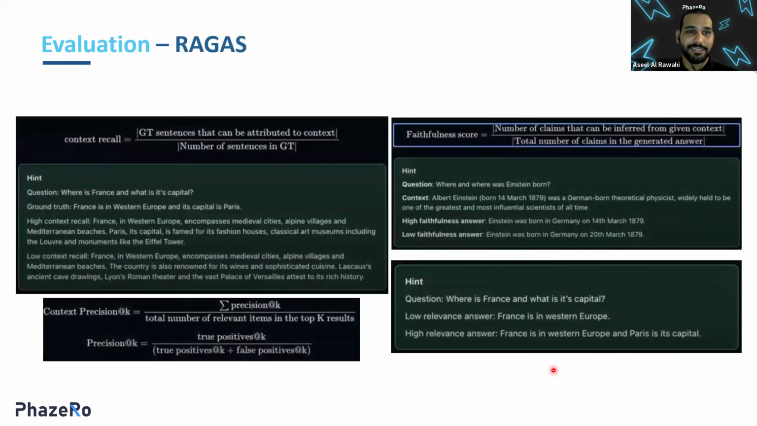One popular evaluation library is Ragas, and this library gives you the ability to measure the evaluation and output a number that you can utilize and reference later on in your pipeline. So we have context recall, we have context precision, we have precision, and we have faithfulness score, which is the metric that we've discussed before.